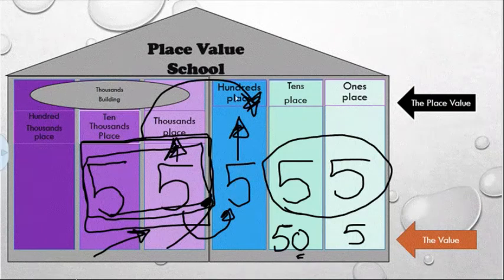What about 5 in the hundreds place? 500. So 5 with 2 zeros. So again, any digit in the ones place has no zeros. Any digit in the tens has just 1 zero. Any digit in the hundreds has 2 zeros.